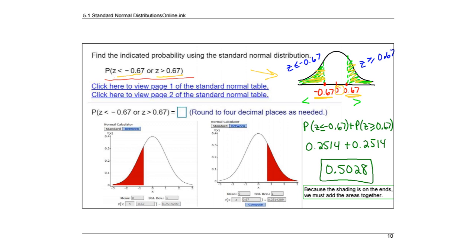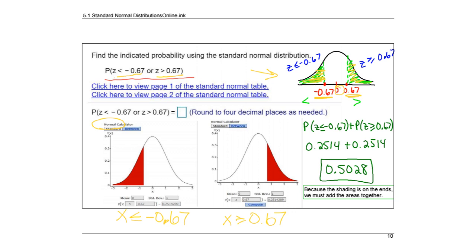And therefore, we're going to have to use the normal calculator twice. So what I did is I came down here. This first chart is from StatCrunch. I used the normal calculator, and I used x less than or equal to negative 0.67. So that gave me 0.2514. And then I ran the calculator again. This time I wanted x greater than or equal to 0.67, so I went on the right side, and this also gave me 0.2514.